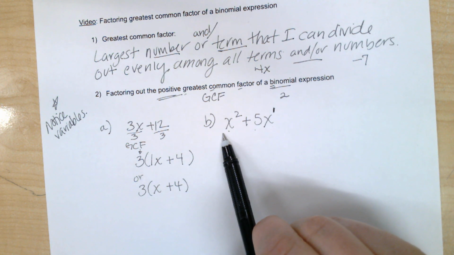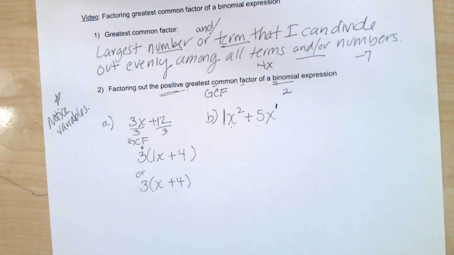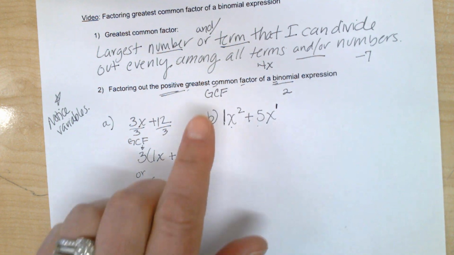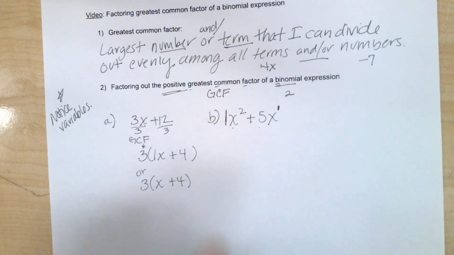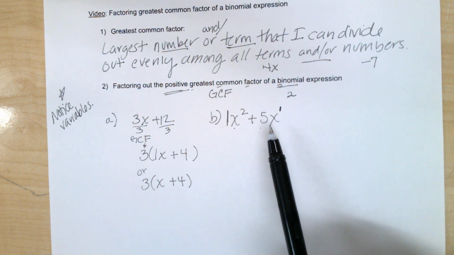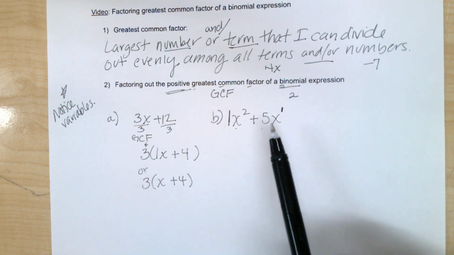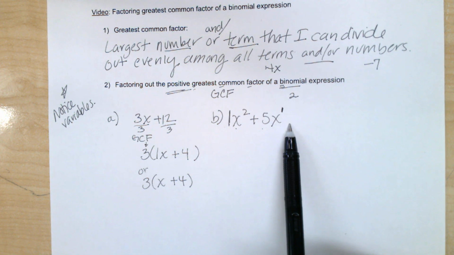How many x squares? Well, we only have one. And here's where putting your ones in comes in handy. There was no coefficient in front, so we're going to put our ones in. Is there a common number that I could divide out of both 1 and 5 that's bigger than 1? No, there's not. So we're not going to have a number like we did in this one. You're right, we are going to be dividing out a variable.